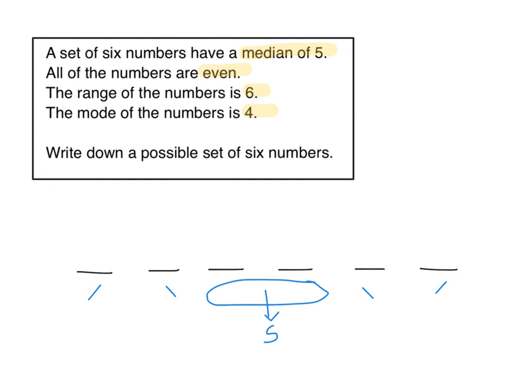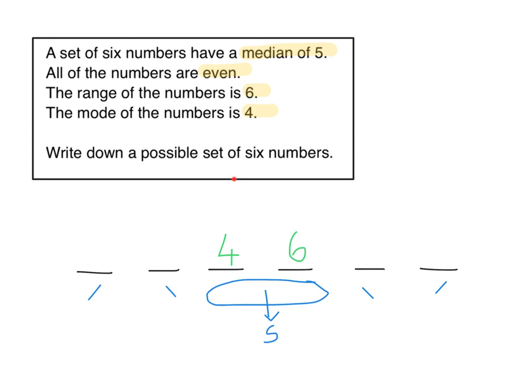So I need 2 even numbers where the middle of them is 5. So let's just go 1 up and 1 below. So that's 4 and 6. And check, does that have a median of 5? Yes, because 5 is in the middle of 4 and 6.